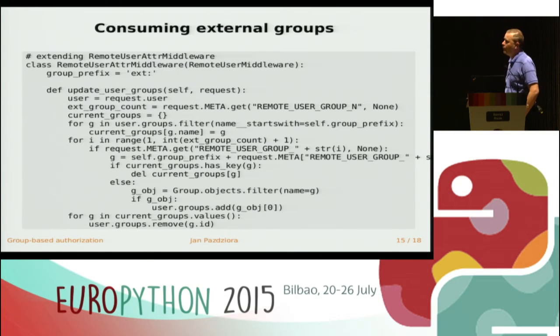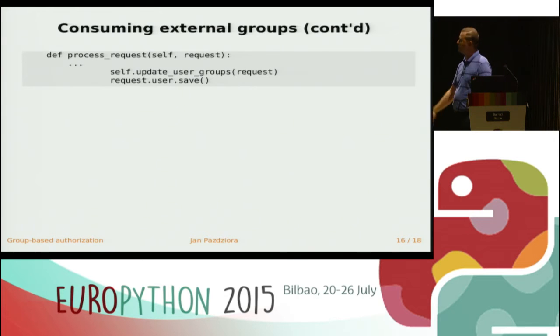And then we have the middleware, and yes, the prefix is somehow hard-coded here, because I thought that we need to start small and start somehow. And then we look at the groups that we get, we look at the groups that we currently have, and we basically update what we have, and then call this and save the user and update the user.